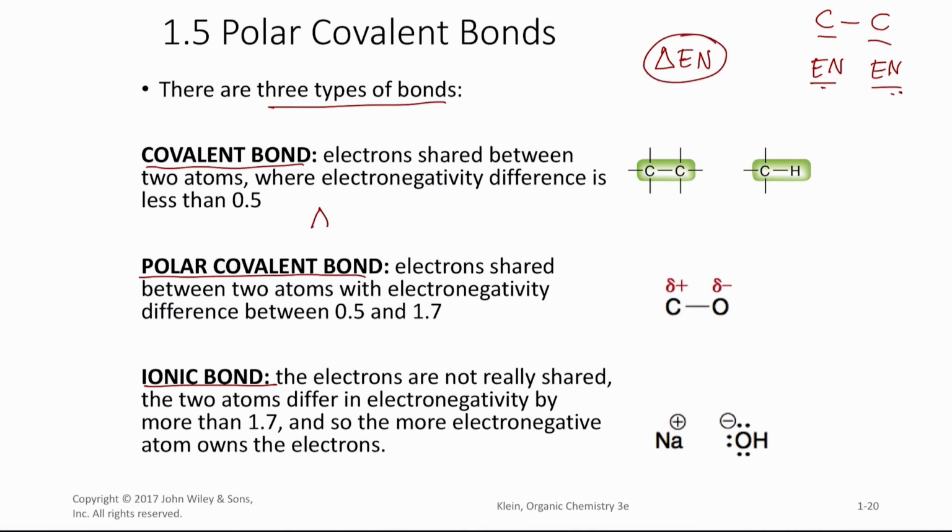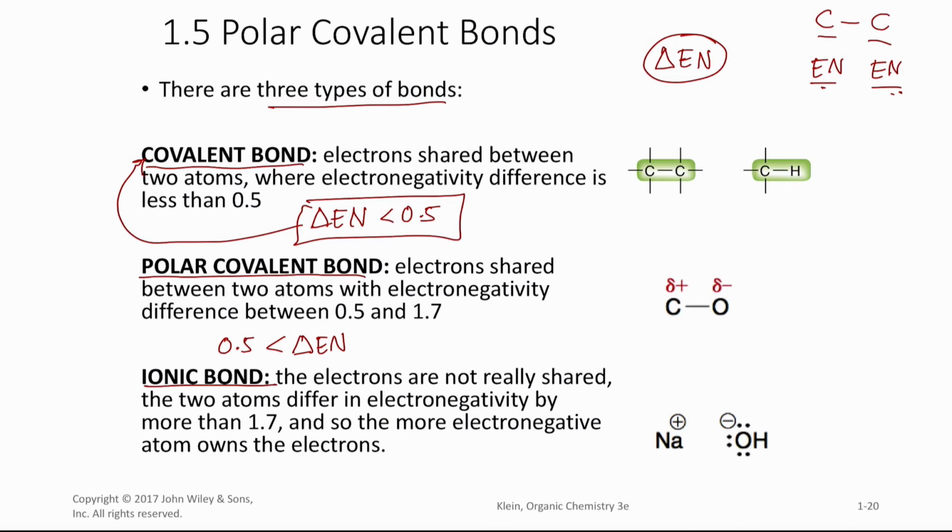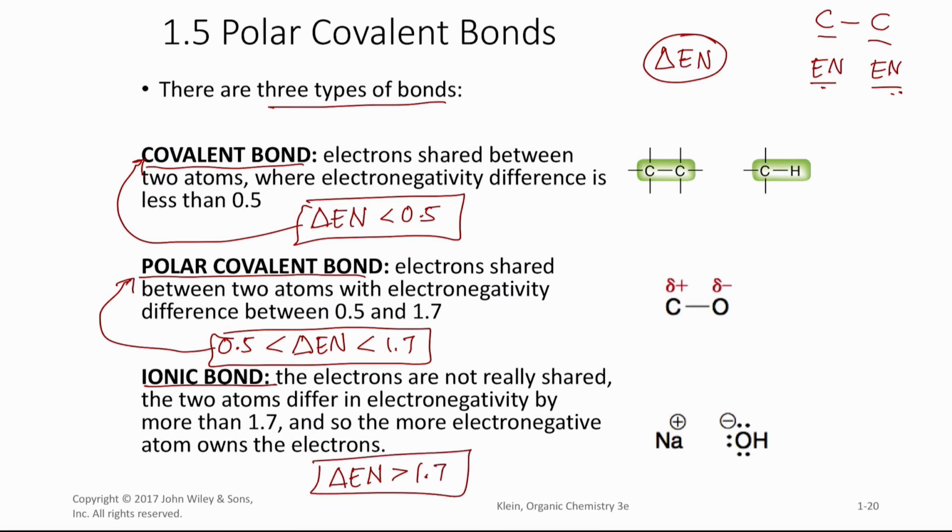If this difference in electronegativity is less than 0.5, those types of bonds are called covalent bonds. If the difference in electronegativity is between 0.5 and 1.7, we can call this a polar covalent bond. And if the difference in electronegativity is greater than 1.7, we can call this an ionic bond. So this is how we can find the type of bond based on the electronegativities. We can write what type of bond the molecules have.